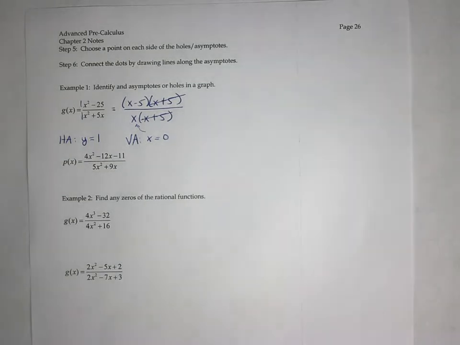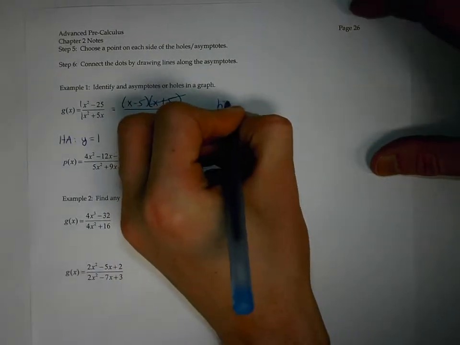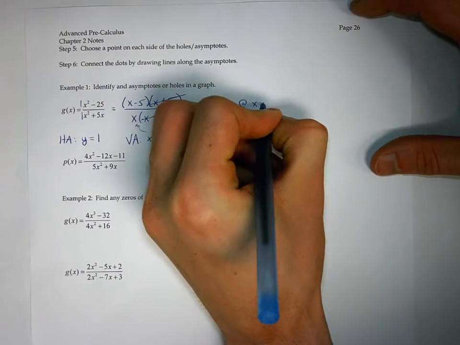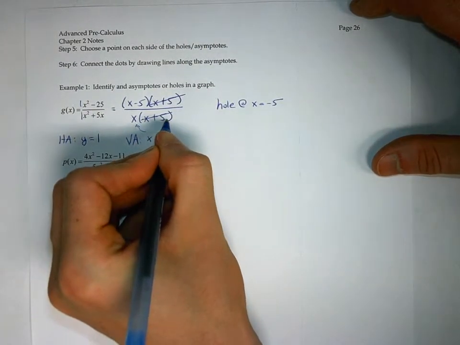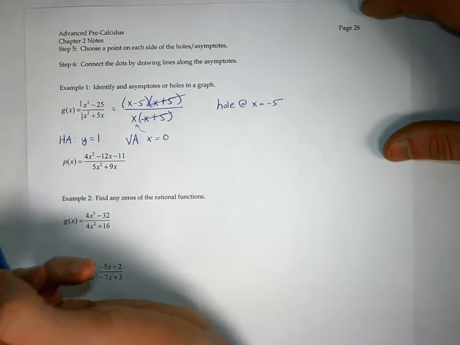The last piece we need then is we need to find the hole. And the way we find the hole is we plug in our undefined point into whatever does not cancel out. So we know we're going to have a hole at x is equal to negative 5. Because if we plug in negative 5 plus 5, that's what's going to give me the 0.